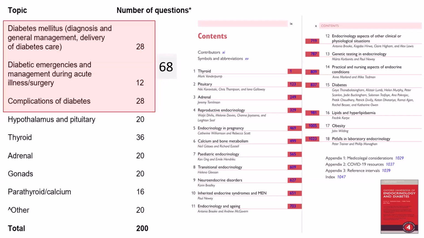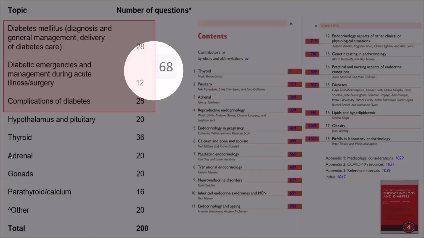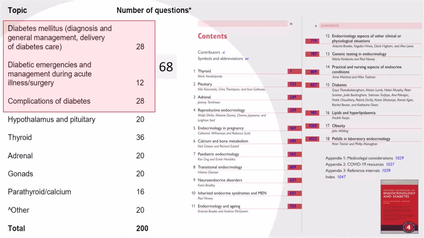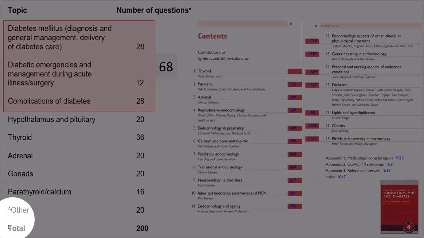Diabetes mellitus is the most important part in the exam, followed by thyroid, in which thyroid will be covered by 36 questions, which represent 18%. Then the hypothalamus and pituitary, 20 questions, the adrenal, 20 questions, the gonads, 20 questions, the parathyroid and calcium, 16 questions, and others, for example, obesity, lipids, and so on, will be 20 questions. So at the end, you will have 200 questions distributed according to this percentage.